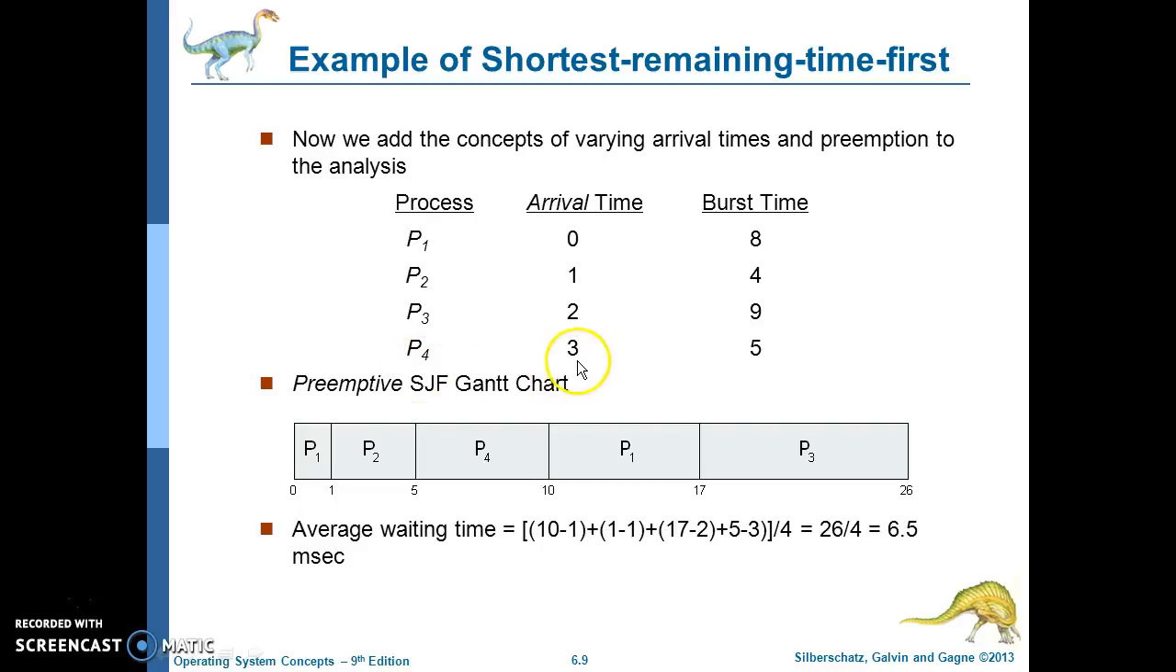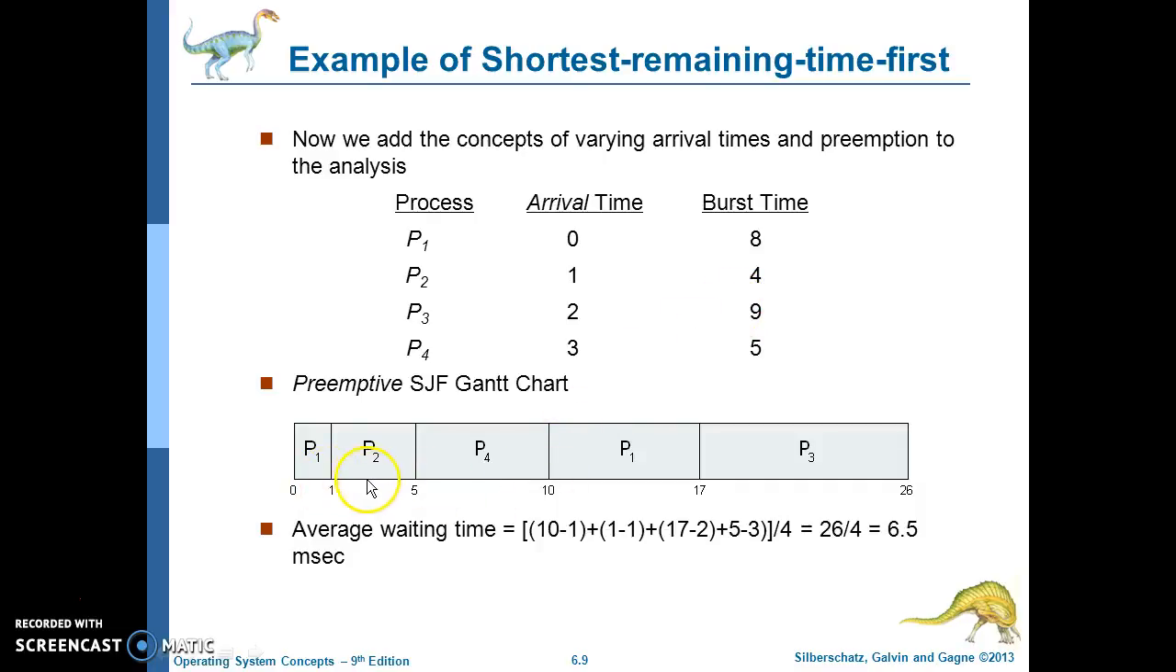At the end of the 3rd millisecond, P4 arrives. P4's burst time is 5. At the end of the 3rd millisecond, P2 would have completed 2 milliseconds of its burst time, so 4 minus 2 is 2. 5 is greater than 2, so P4 is not allotted. P2 is retained, so it is not preempted.